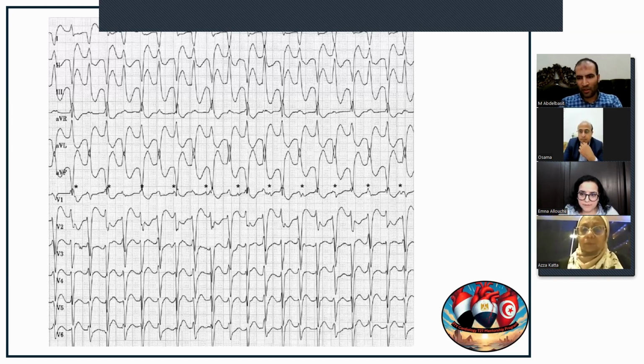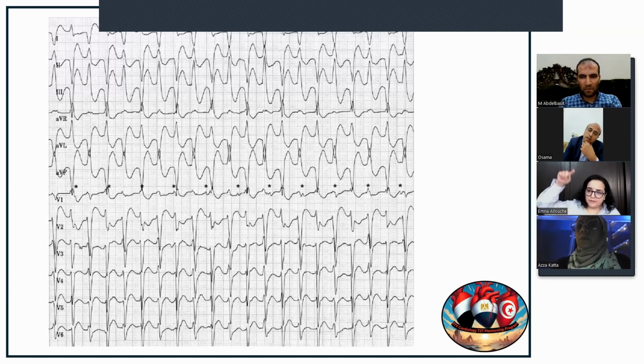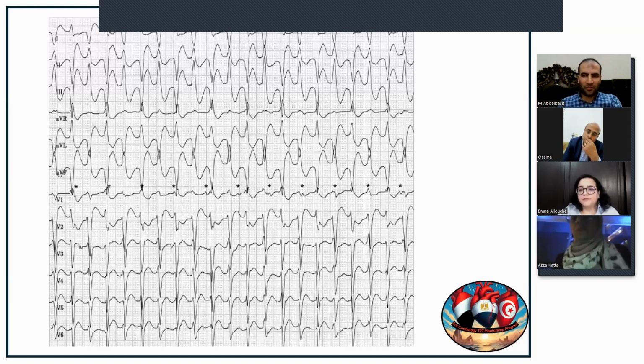What do you think, Dr. Amna, Dr. Azza? I totally agree with this. Yes. But I have had patients where the activation of the atria retrogradely is what makes AF start. So the accessory pathway could be the trigger behind the atrial fibrillation.